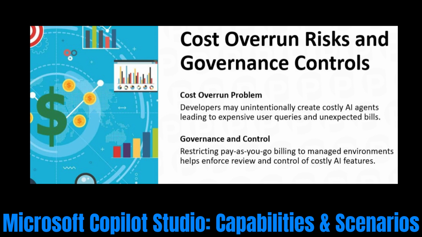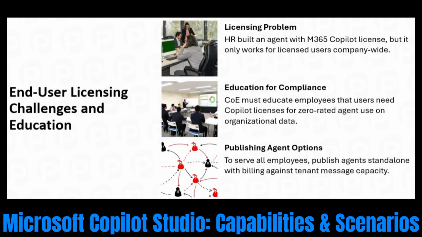What's next? Second, the end-user licensing gotcha. This one's sneaky. The problem: you build a great internal agent using the M365 Copilot license model. Awesome. But then you realize it only works zero-rated for other users who also have that specific M365 Copilot license. So if you want it to serve all employees, even those without the $30 add-on, then their usage will be billed against your standalone capacity pool, if you have one. It's not free for them.